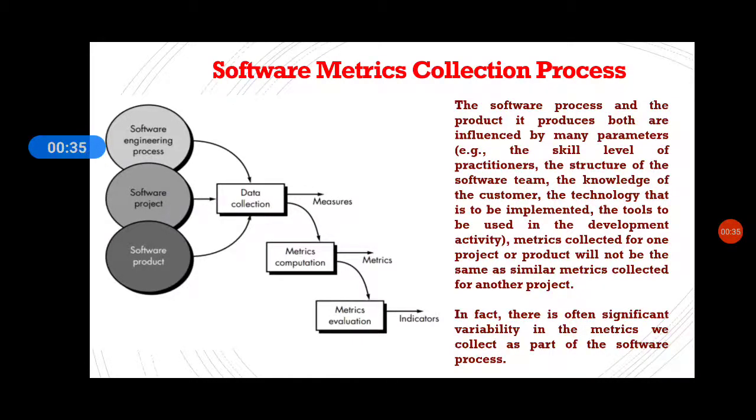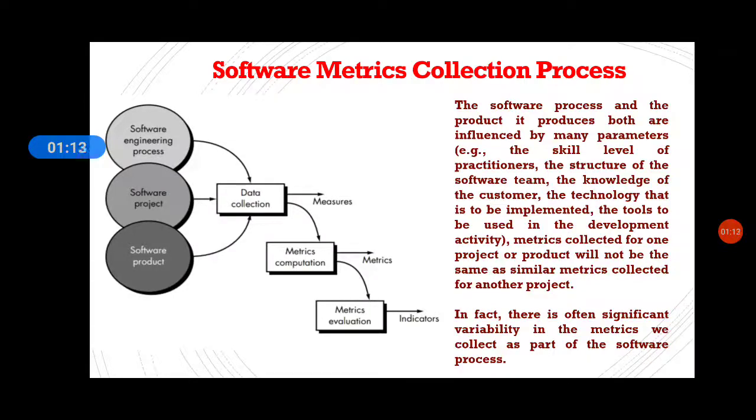The first phase is data collection, where the data is collected from software product, software project, and software engineering process. Depending upon the measures considered in the data collection, the metrics are computed. Depending upon those metrics, the metrics are evaluated with the help of a set of indicators that we have already discussed in the previous sessions.